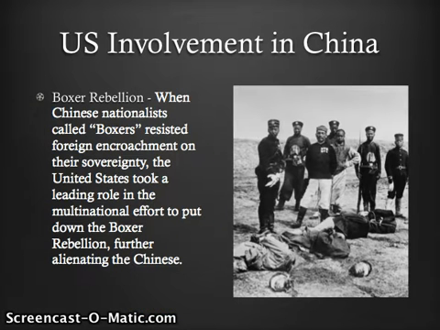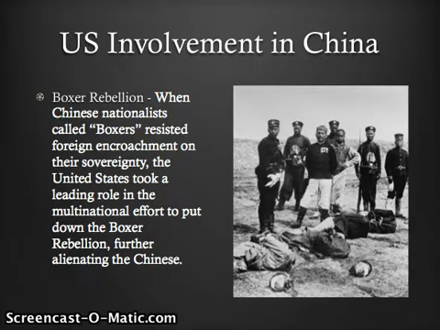The Chinese really don't like us being there, though, and they actually started a rebellion called the Boxer Rebellion. These were some Chinese nationalists called Boxers. They didn't like the fact that all these foreign countries were in China telling them what to do and selling them goods and forcing them to act like those other countries.